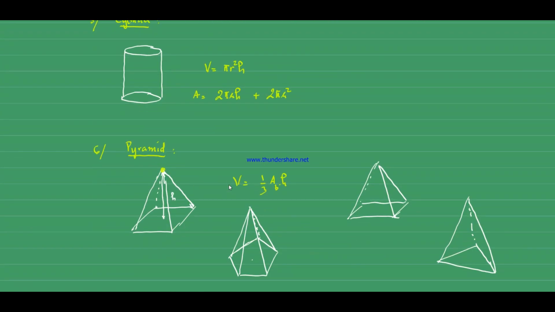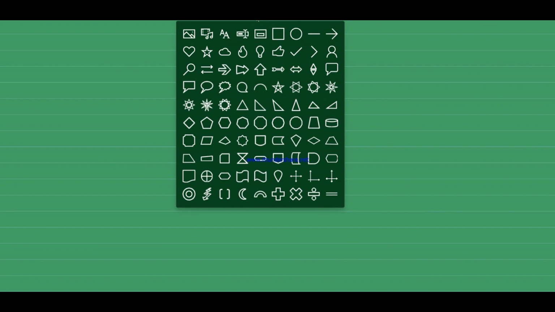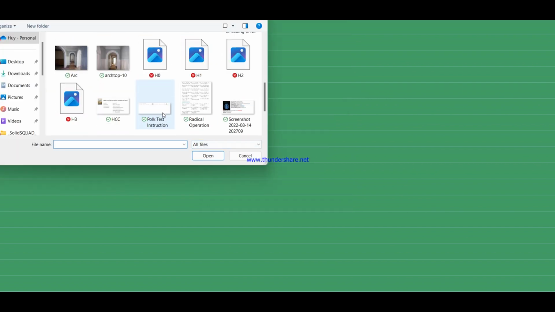Now let me jump into the first example right away right here. Okay, so I have an example like this.